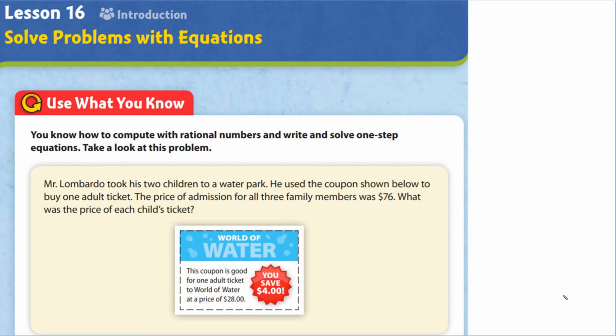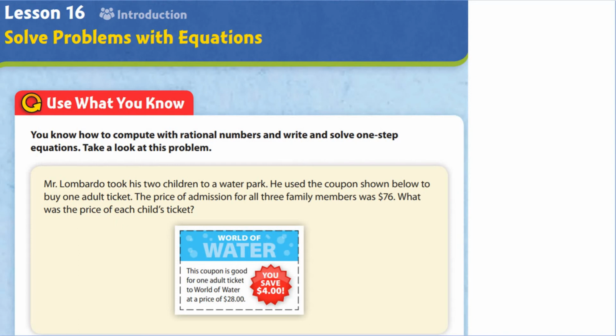You know how to compute with rational numbers and write and solve one-step equations. Take a look at this problem. Mr. Lombardo took his two children to a water park. He used the coupon shown below to buy one adult ticket. The price of admission for all three family members was $76. What was the price of each child's ticket?